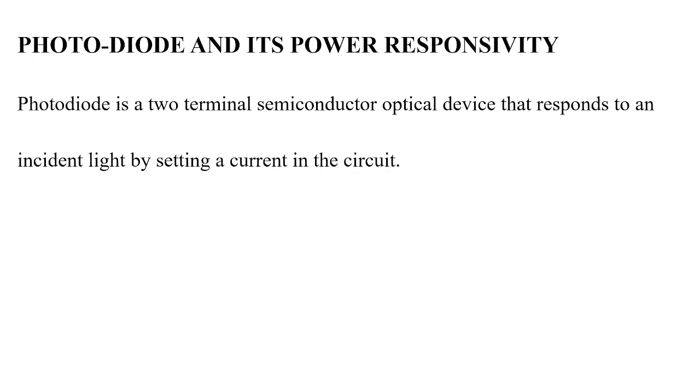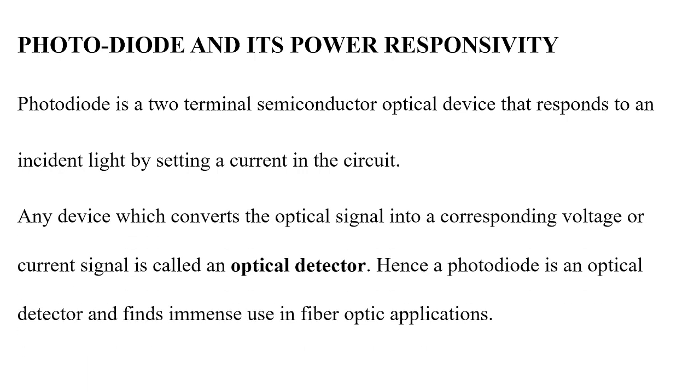Photodiode is a two-terminal semiconductor optical device that responds to an incident light by setting up a current in the circuit. Any device which converts optical signal into corresponding voltage or current signal is called optical detector. Hence, a photodiode is an optical detector and finds immense use in fiber optic applications.